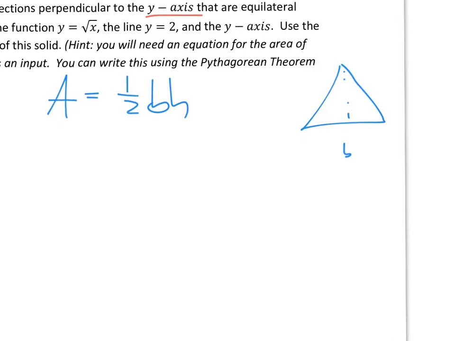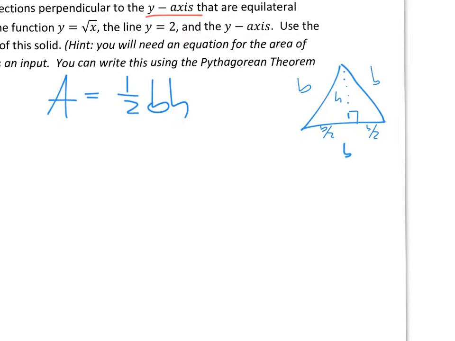So we need to figure out some way to describe the height in just terms of b, in terms of the base. Well, if this is equilateral, all these sides are b. And if I was to draw the height in, it would cut it into a right triangle where this is half of b and this is half of b.